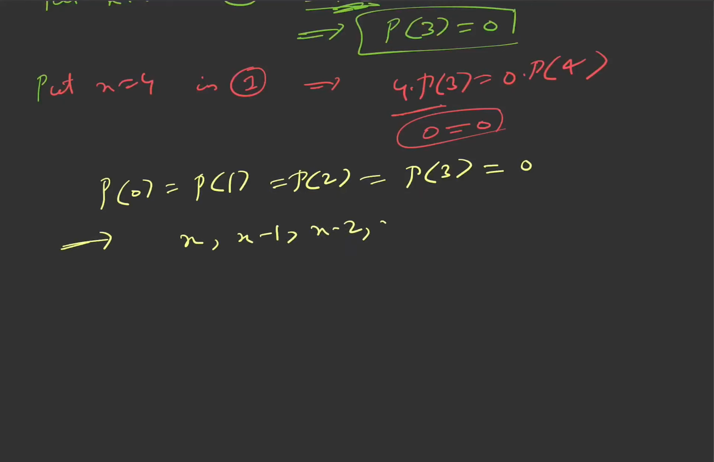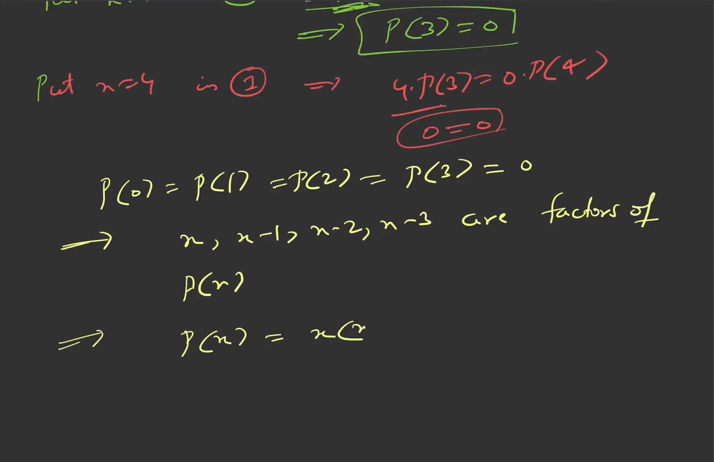So this means what? x minus 1, x minus 2, x minus 3 are factors of p of x by the factor theorem, right? If p of 2 is 0, it means x minus 2 is a factor. So I can write p of x as x into x minus 1 into x minus 2 into x minus 3. So x minus 1, x minus 2, x minus 3 are definitely factors of p of x, but p of x is not of degree 4. It is not given that p of x is a degree 4 polynomial.